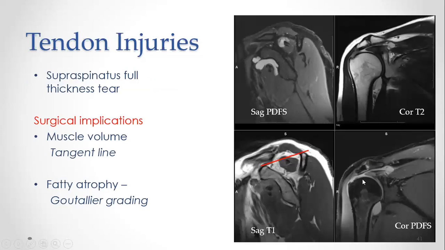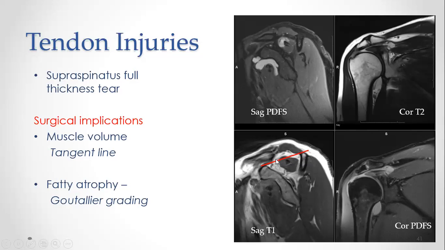Full thickness tear. We see an example here of complete full thickness tear of the supraspinatus tendon with tendon retraction. As I mentioned earlier, this actually has surgical implications, and because of the surgical implications, we would want to quantify how much is left of the muscle, because that's what helps the surgeons decide whether to repair this tendon tear or not. And for that, we would quantify the size of the supraspinatus muscle using the tangent line, which is a line touching the superior cortex of the coracoid process and the superior cortex of the spine of the scapula.